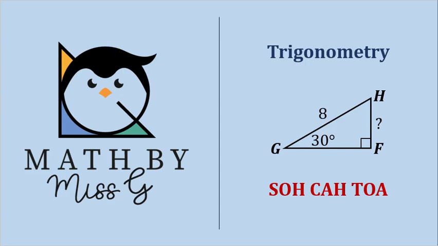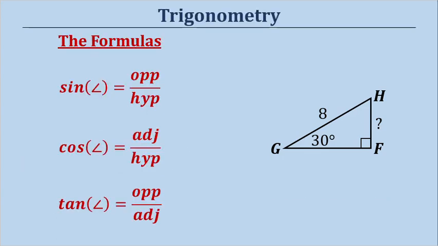In this video we're going to be talking about trigonometry, which is the process of determining a side on a right triangle when you have an angle and a side that you already know. There are three trigonometric formulas that we're going to use. We have sine of our angle is opposite over hypotenuse, cosine of our angle is adjacent over hypotenuse, and tangent of our angle is opposite over adjacent. Which one we'll use depends on which two sides we're working with.